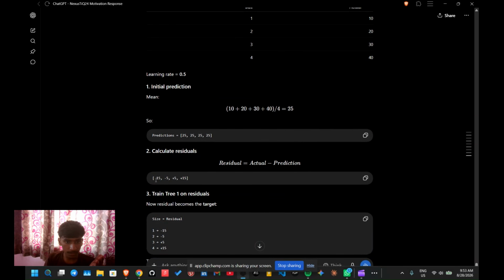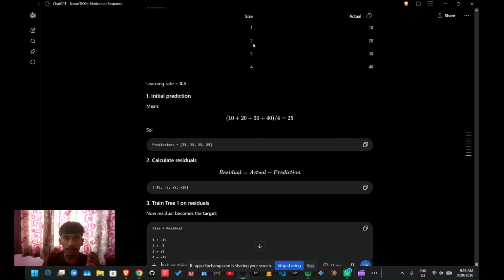Then we take the difference between the actual values and the simple prediction that we have made, and the difference is called the residuals. The residuals are minus 15, minus 5, plus 5, plus 15. Now the model would think it has to make a split, so it would make a split at 2.5, because that is the place where the positive and negative differences are. If you draw a split at 2.5 between sizes 1, 2, 3, 4, it would be easy.